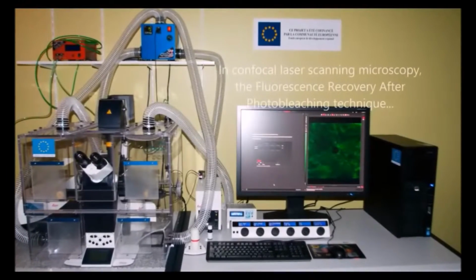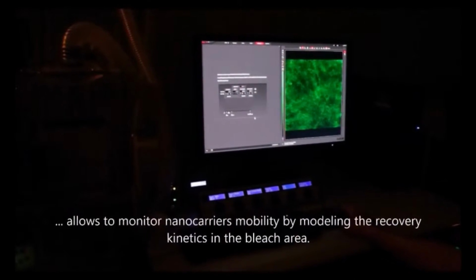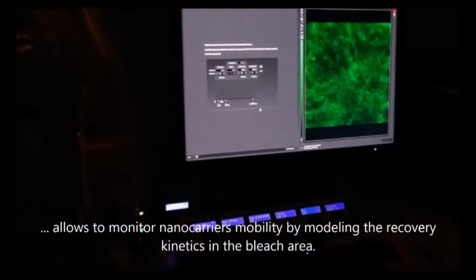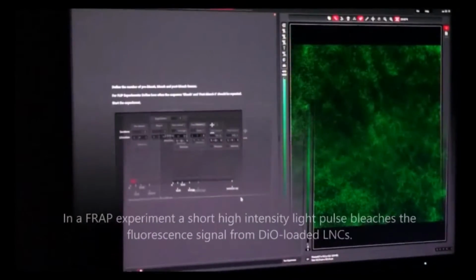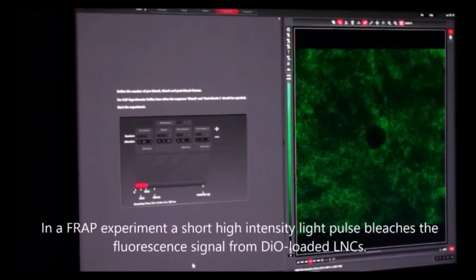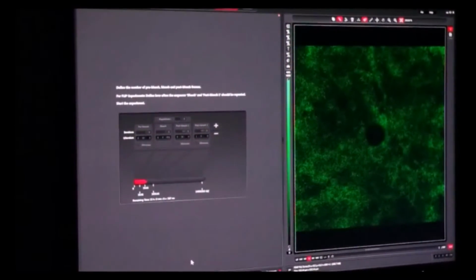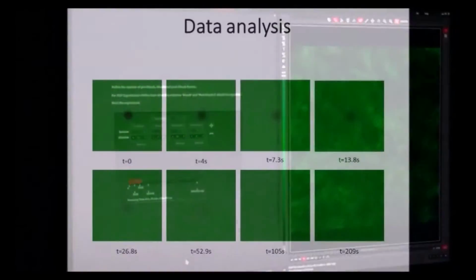In confocal laser scanning microscopy, the fluorescence recovery after photo-bleaching technique allows to monitor nanocarriers mobility by modeling the recovery kinetics in the bleach area. In FRAP experiments, a short high intensity light pulse bleaches the fluorescence signal from DIO-loaded LNC. Experiments were realized in water or in mucus.